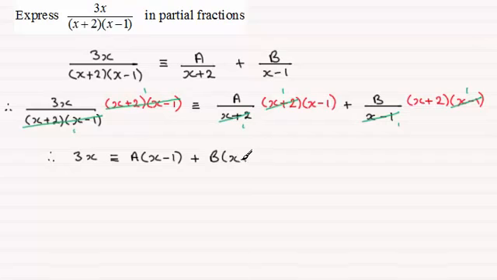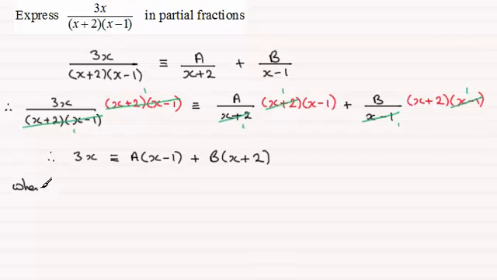Alright? Now when you get to this stage, what we generally do is we choose a value of x which takes out this term, and then a value of x which takes out the other term. In other words, to make this term 0, we choose x to be 1. And to make this term 0, we choose x to be -2. And we solve for A and B. So I'll take you through that stage.